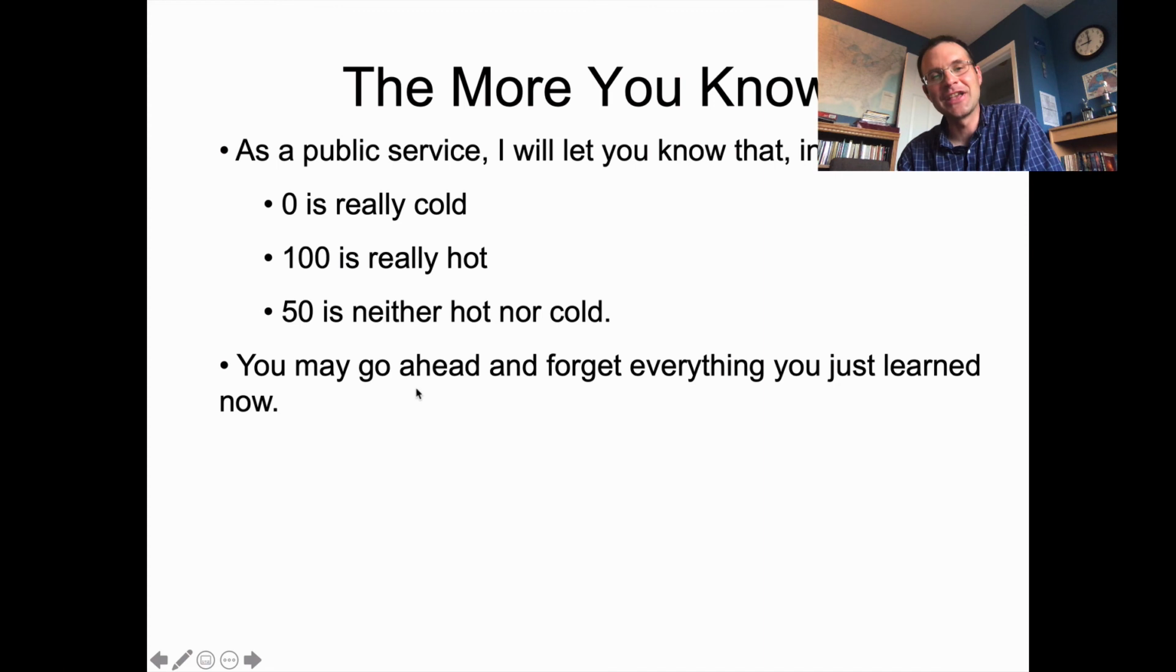I use this kind of scale for my wife, who always has to deal with me talking about Fahrenheit temperatures. And I'm like, this is so easy to remember. And she never does, but who cares? If you want to be a nerd, you can remember it.